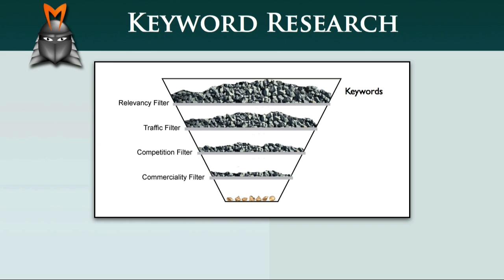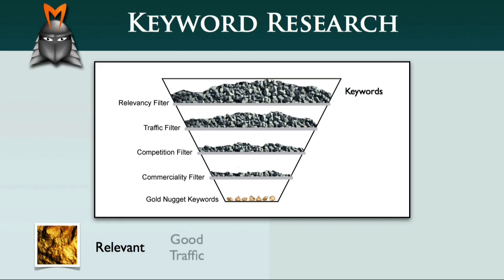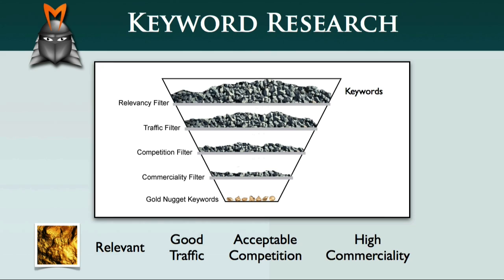The end result is that we are hopefully left with a set of gold nugget keywords. These keywords are relevant, have good levels of traffic, acceptable levels of competition, and a high level of commerciality. Let's now take a look at what this entire process looks like in the real world using Market Samurai.